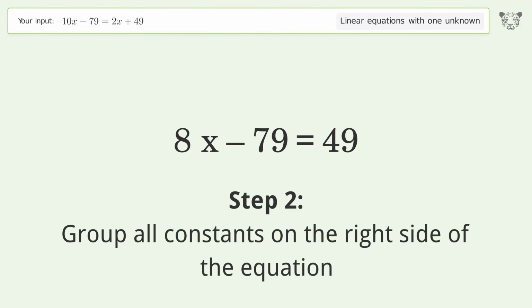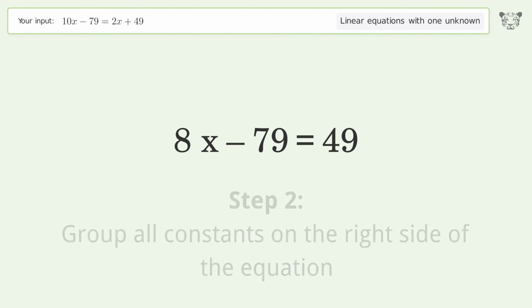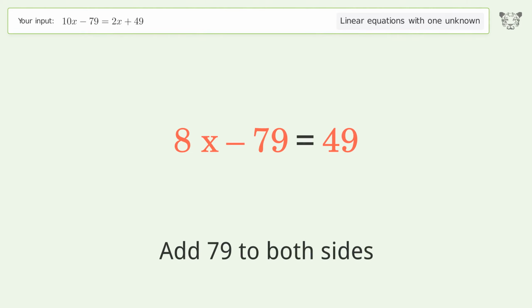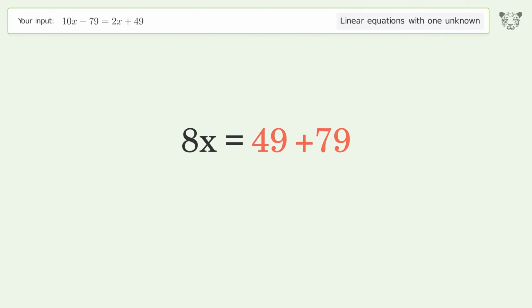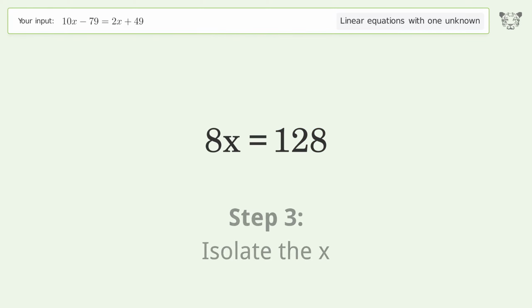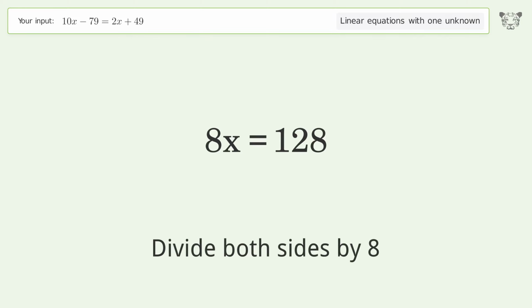Group all constants on the right side of the equation. Add 79 to both sides. Simplify the arithmetic. Isolate the x. Divide both sides by 8.